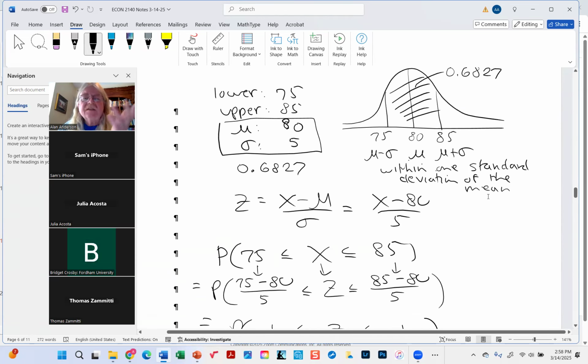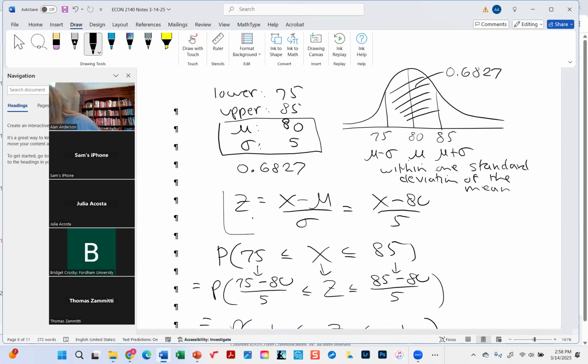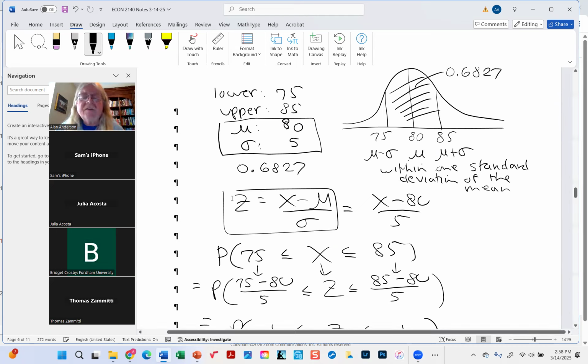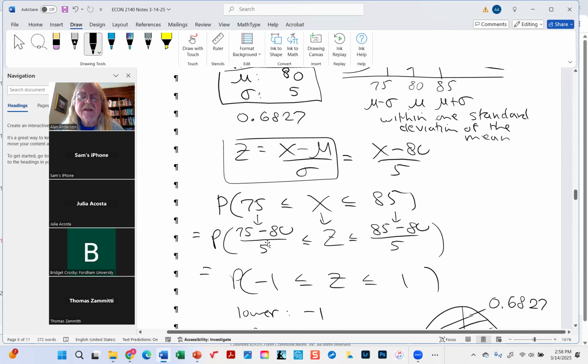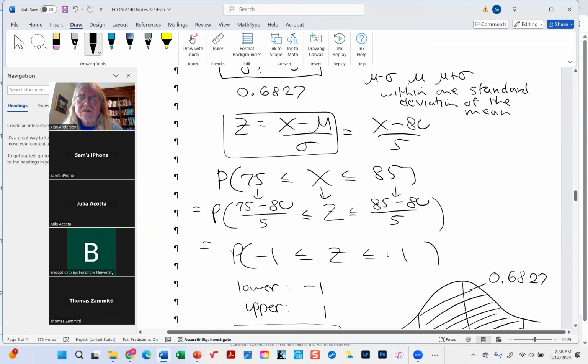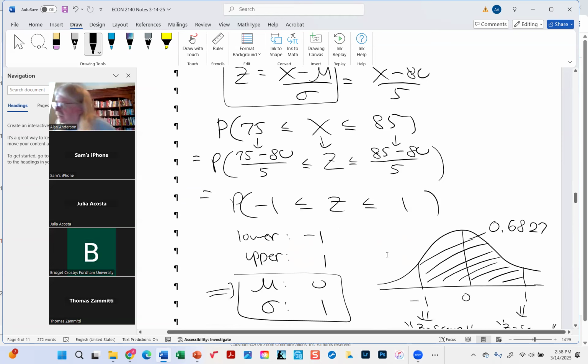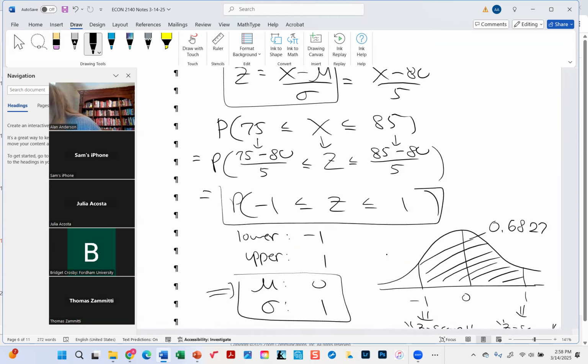But let's say we didn't have calculators and we were required to use a table. What you could have done is use this formula and convert the 75 and the 85 into z-scores by subtracting the mean of 80 and dividing by the standard deviation of 5. And so in other words, the result would be this. And that can be interpreted as being, again, within one standard deviation of the mean.